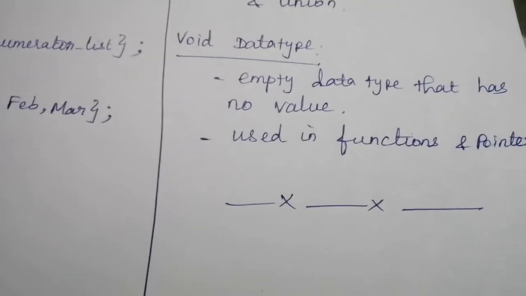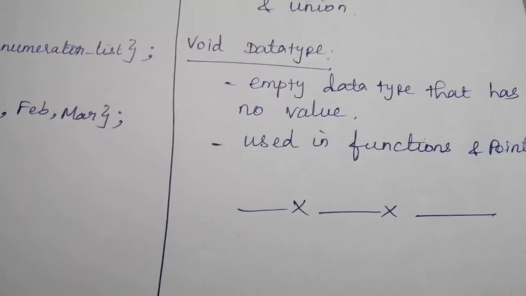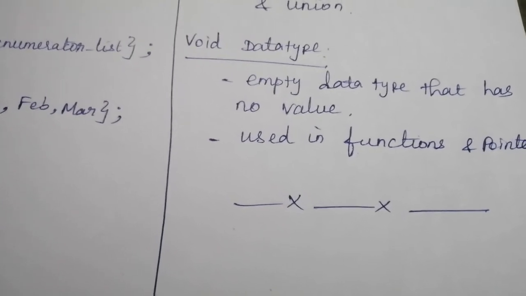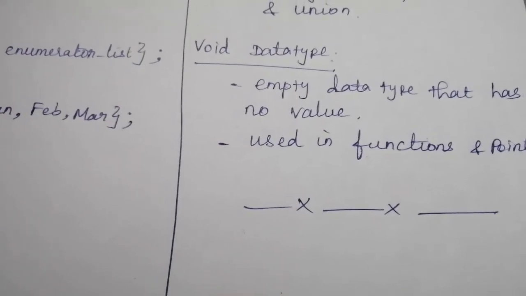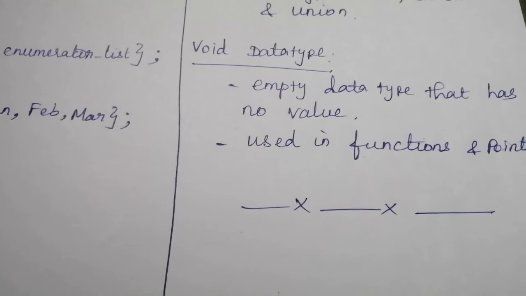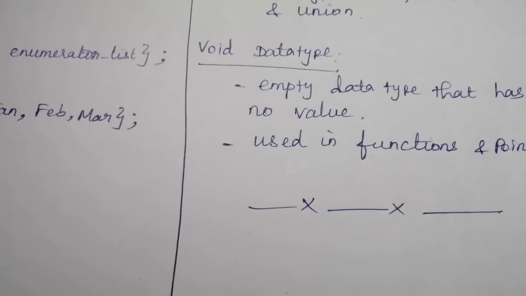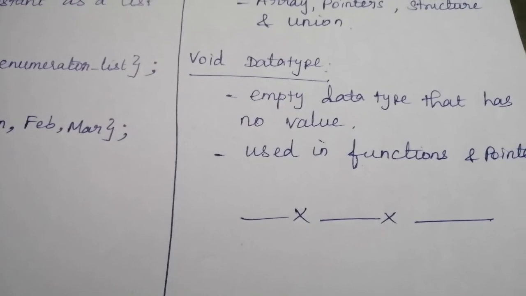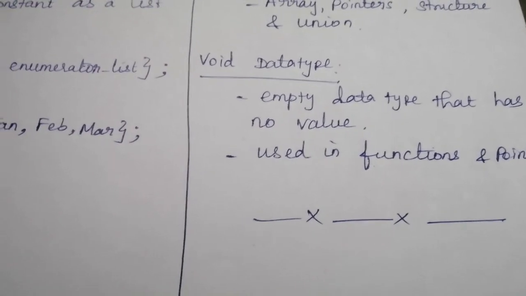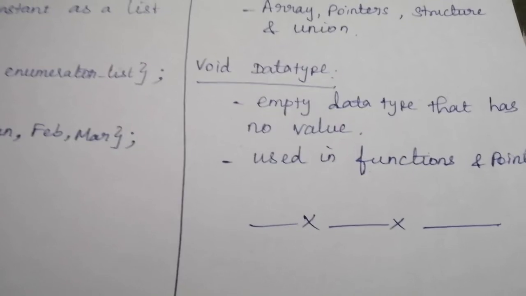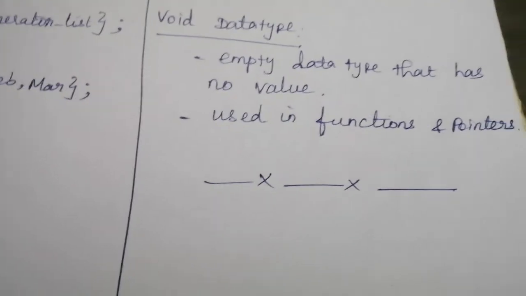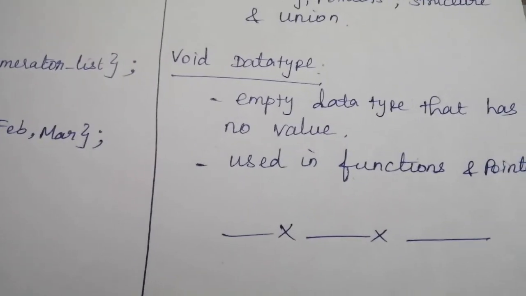Next, the void data type. Void means nothing. It is an empty data type that has no value. It will not return any data to the corresponding function. When we talk about functions as well as pointers, if we use the word void, it means nothing, it does not return any value. Normally the void data type is used in functions and pointers. So this is about the void data type.